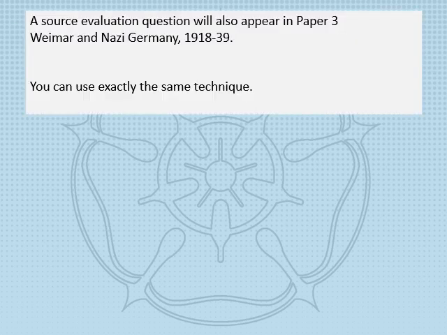So if you'd like to take this a little bit further, why not complete that paragraph that we just started and come up with your own analysis of the source's provenance. Try and weigh the source and then tie it down with a quick judgment. And our very last point is that you're going to use this technique when you do paper 3 as well. We're going to have exactly the same question phrasing in a question in the Weimar and Nazi Germany paper. So we can transfer this technique to another exam.